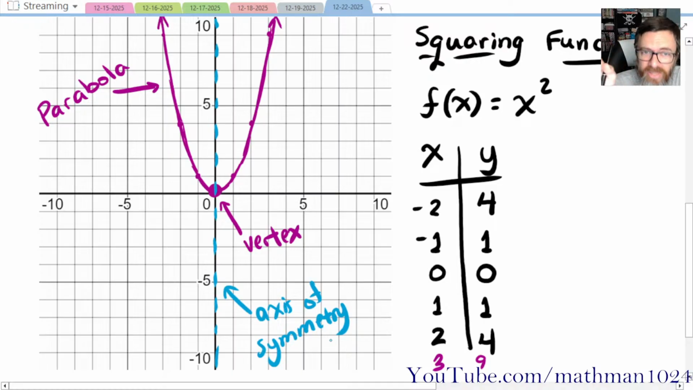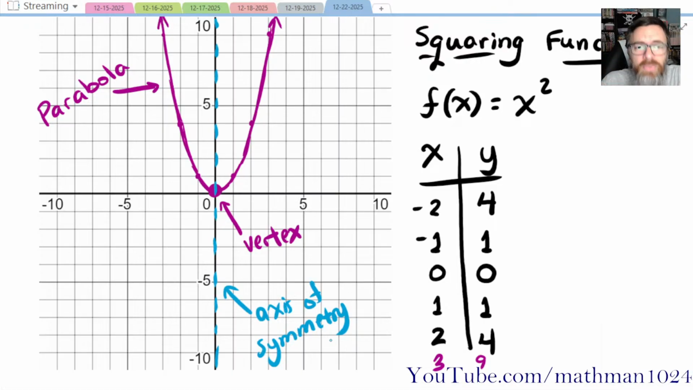So just some key things to know here. What we're going to do eventually is take all the shapes that we're talking about and just move them around, talking about how you would translate things up, down, left, and right, how you might flip it upside down, or stretch it or compress it.